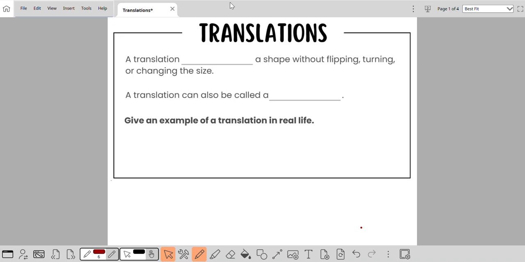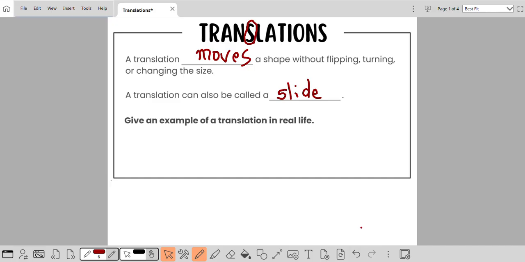Hey everybody, let's talk about translations a little bit more. A translation moves, let me write that down, moves a shape without flipping, turning, or changing its size. Okay? A translation can also be called a slide. And an easy way to remember that is just to look right here. Translation has an S right there, and that means slide.